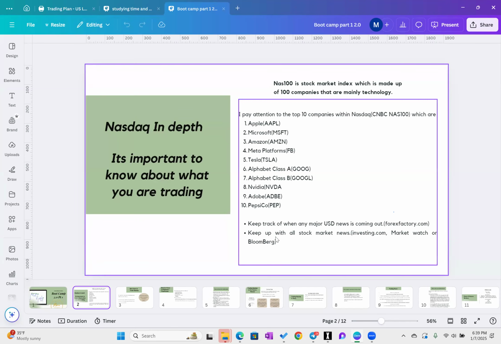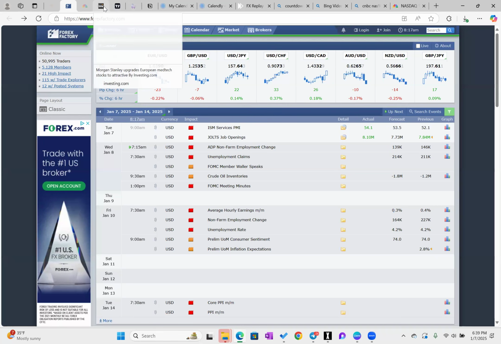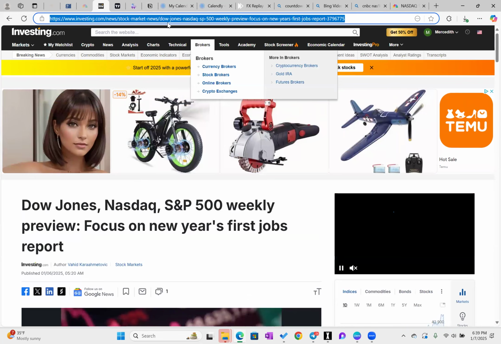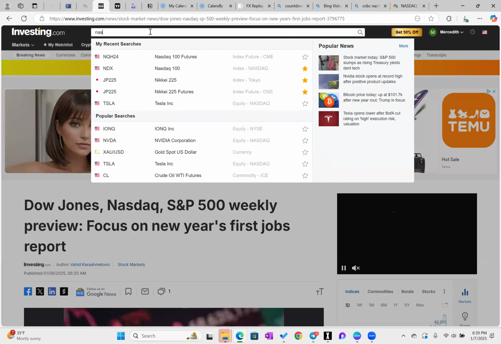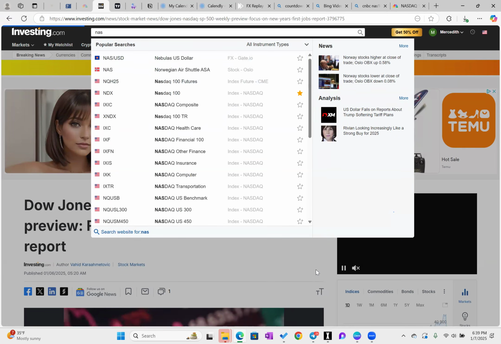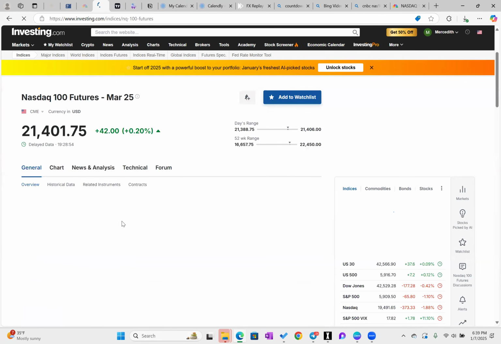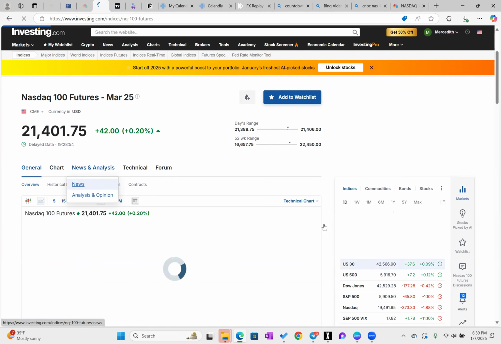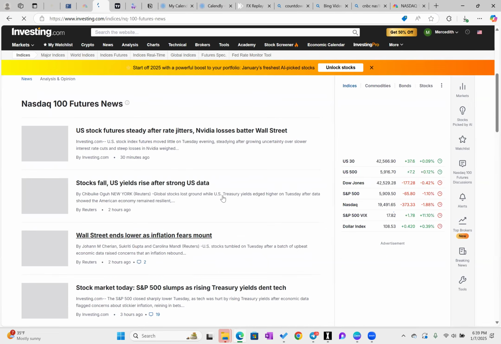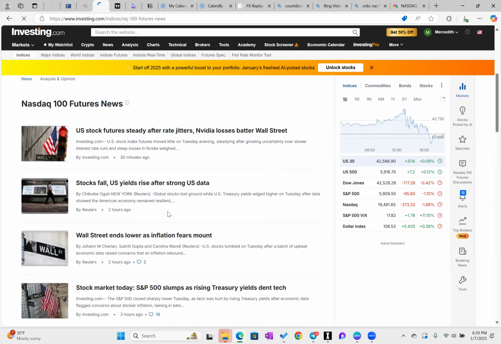The next thing I like to use to keep up with all stock market news, you can use investing.com, MarketWatch, or Bloomberg. They all do the same thing. So at that point, it's personal preference. I personally like to use investing.com. You can type in what you want news on, right? So if it's just NASDAQ, you would go here, you would click news. And it'll show you any articles that are connected to what you're looking for.